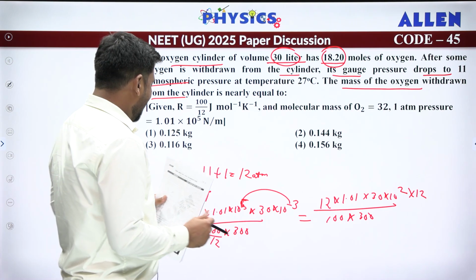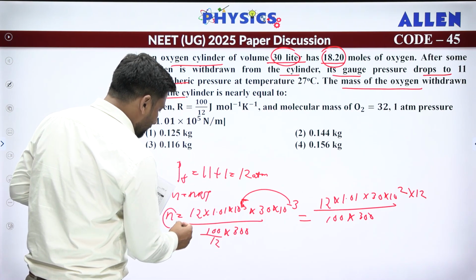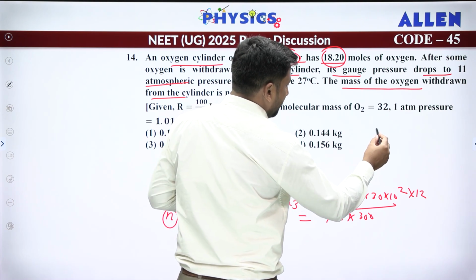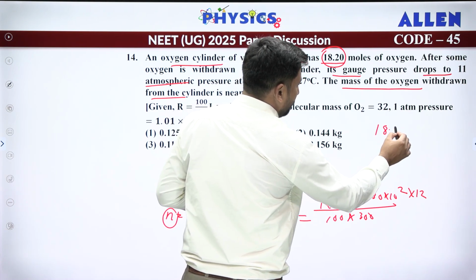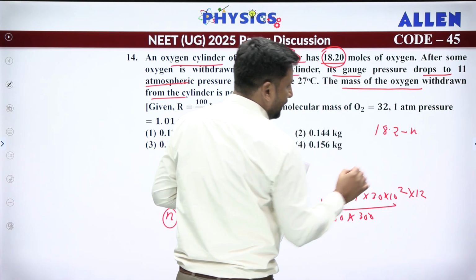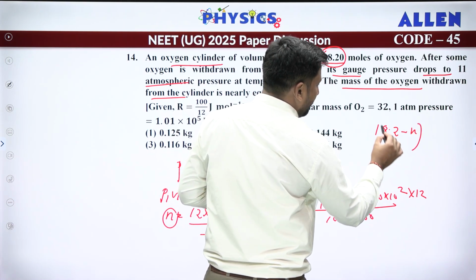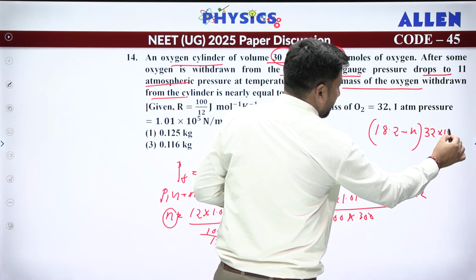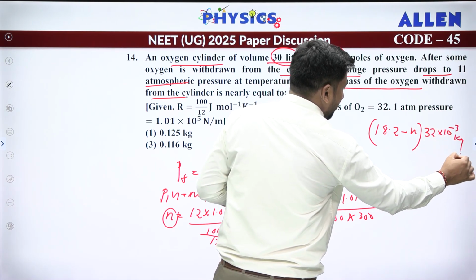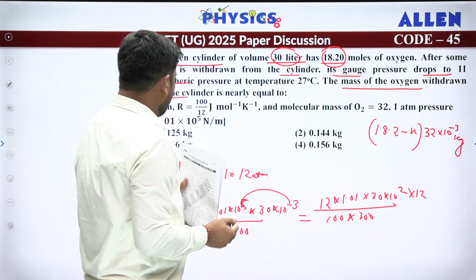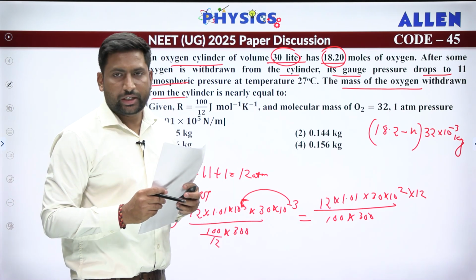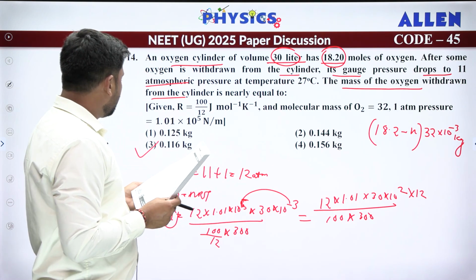So after solving this, you will get the N. Now that N you will get from here. So 18.2 minus that N which you will get from here, and if you multiply this with 32 into 10 to the power minus 3 kg, the option which you will get is 0.116 kg. So the correct option for this is the third one.